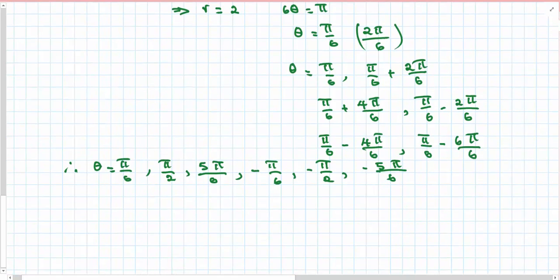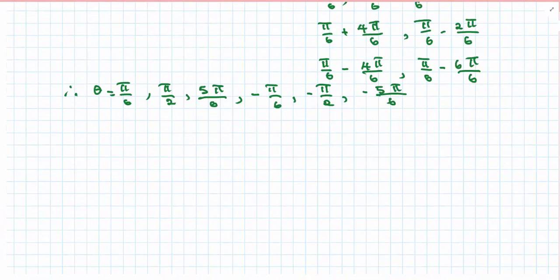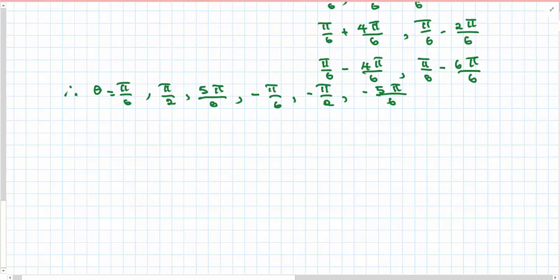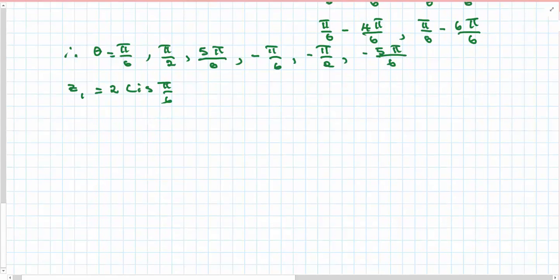1, 2, 3, 4, 5, 6 solutions. Now there are our 6 thetas. Now I need to write my 6 complex roots. Z1 is 2, don't forget the 2, cis pi on 6. Z2, 2 cis pi on 2, and so on.